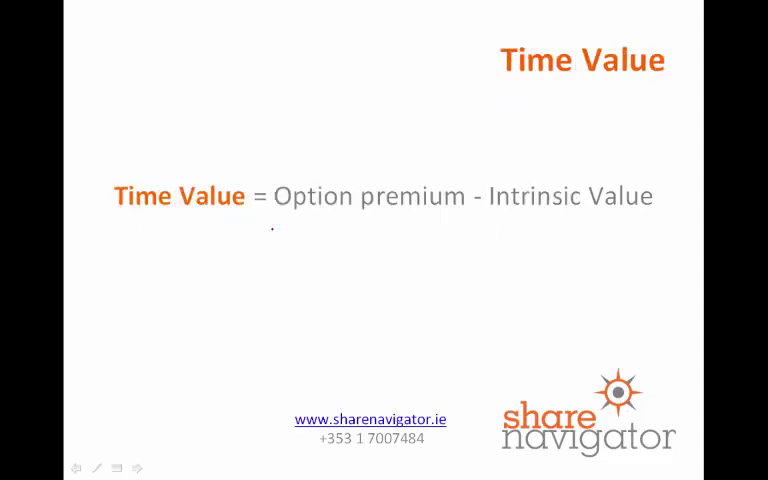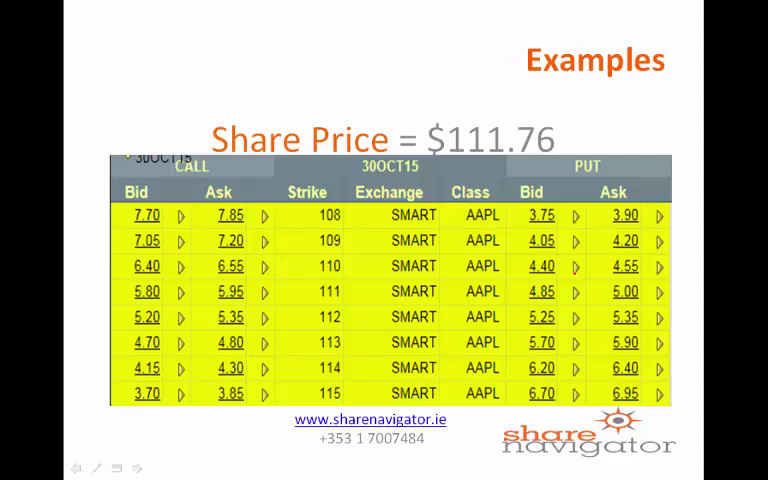So what is time value? Well, time value is just a rearrangement of the formula. It's equal to your option premium minus intrinsic or real value. So let's give some examples here. Share price here of Apple was 111.76. We've got call options on the left, we've got put options on the right. So I'll just highlight call options on the left, put options on the right.